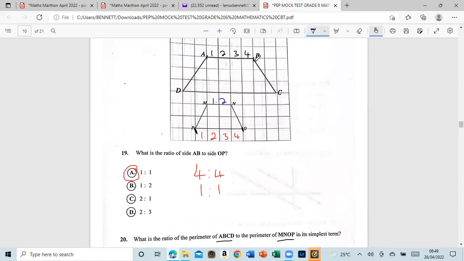1, 2. So it's 2 versus that. All right, let's just see how many units down here. So just to compare PO and DC, 1, 5, 6, 7. So what you can realize is that ABCD is 2 times that. So it would be 2 to 1. Very interesting question.